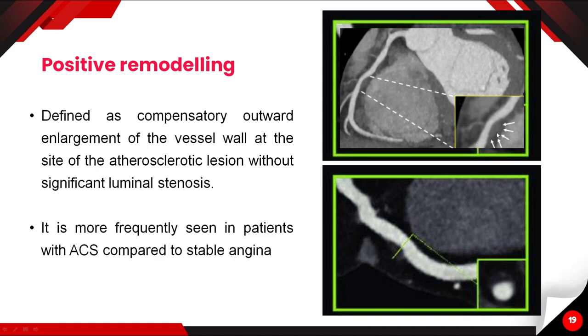This is the soft plaque causing outward enlargement of the vessel wall without causing significant luminal stenosis. The positive remodeling is more frequently seen in patients with acute coronary syndromes when compared to stable angina.